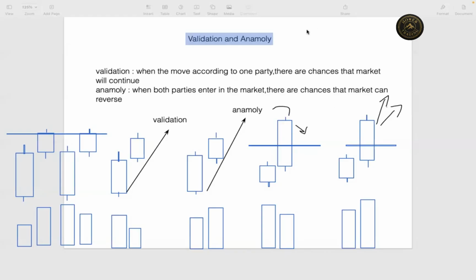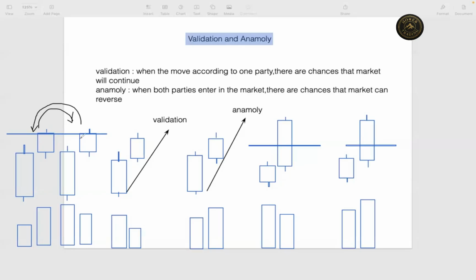the sellers will reverse the price. So this is the difference between anomaly and validation. But here, when we have resistance, anomaly will become validation, validation will become anomaly. What? Anomaly will become validation, validation will become anomaly. Okay? What in real time without resistance will give us continuation, at resistance will be reversal. What in real time without resistance will give us reversal, with resistance it will give us continuation.